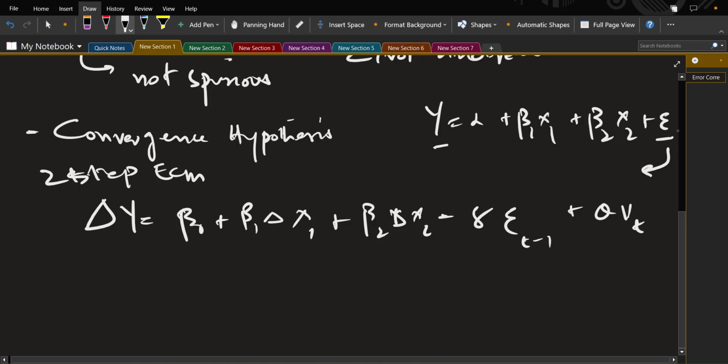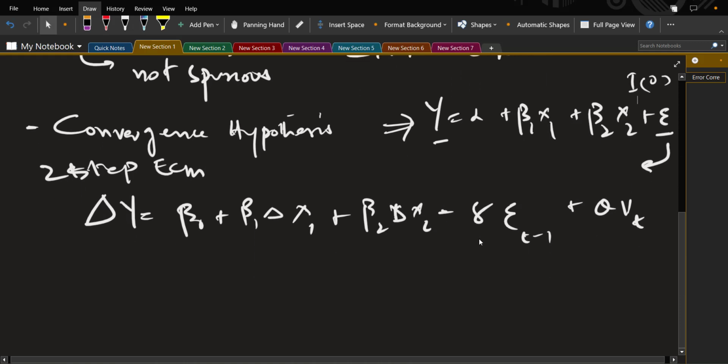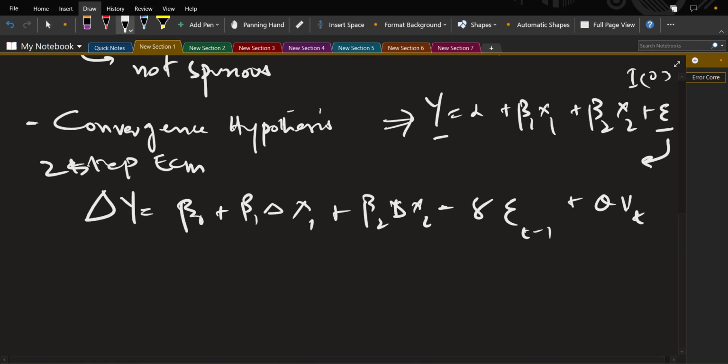In this two-step ECM, what we have done is we have estimated this first equation, generated the residuals, and checked if the residuals are I(0) in nature. This is also a process which the Engle-Granger equation uses. And then we created the lag for residuals and used it as a lag in this equation. And how to remember this equation?